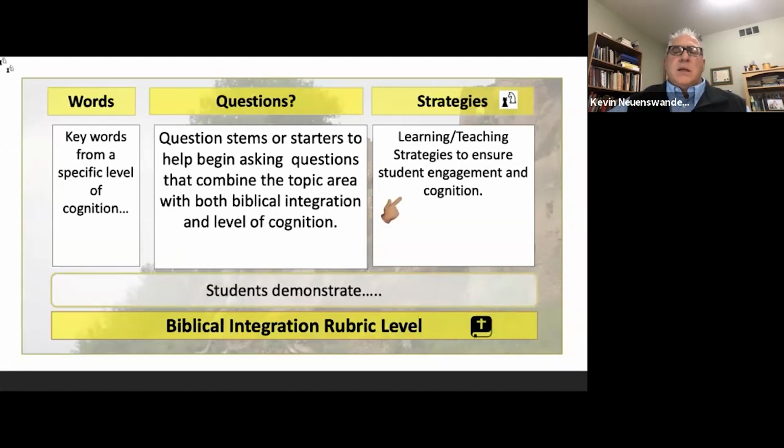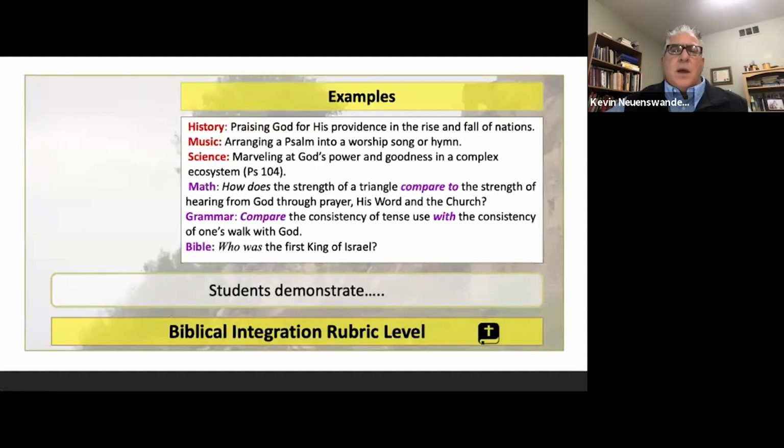So these are learning and teaching strategies to ensure student engagement and cognition. And this kind of tells you what the students will demonstrate. On the second slide, you will have examples, and we're going to look at specific examples from different topics and different subject areas as we go. So here is the second slide.